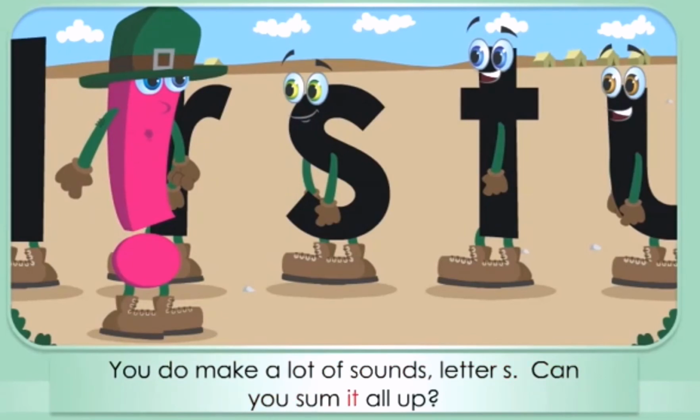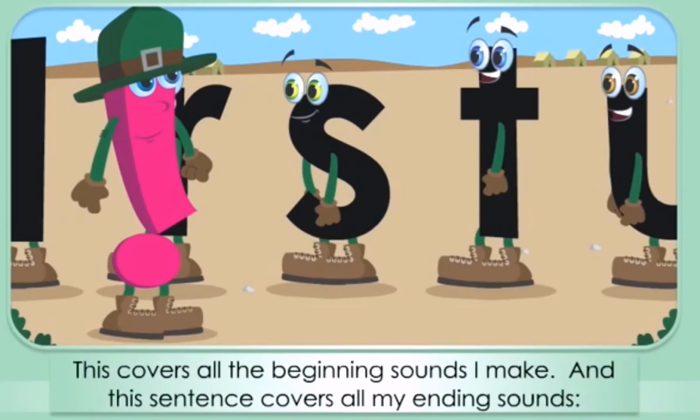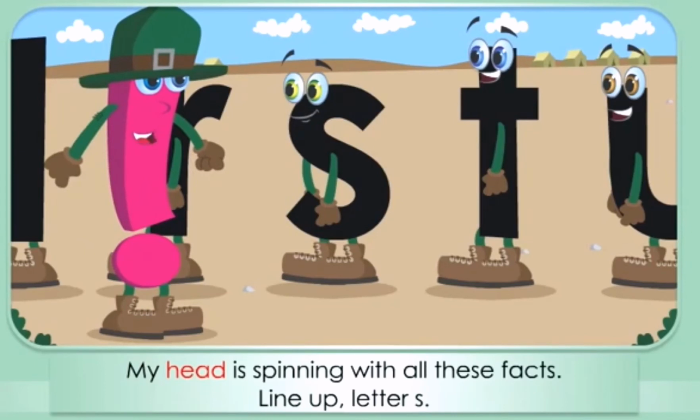Can you sum it all up? Just remember, she sells seashells down by the seashore. This covers all the beginning sounds I make. And this sentence covers all my ending sounds. Cats love boxes. Dogs love beds. My head is spinning with all these facts. Line up, letter S.